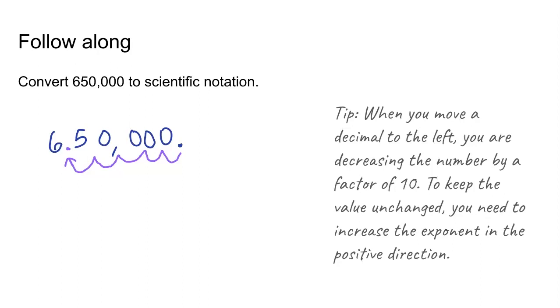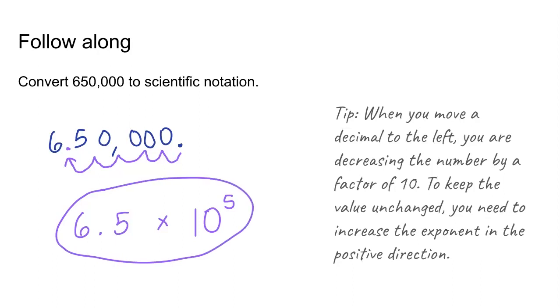the left, which means the resulting coefficient will be 6.5 times 10, and in this case, I move the decimal point 5 units to the left, so the exponent will be positive 5, which makes sense, because when you move a decimal to the left, you are decreasing the number by a factor of 10. So to keep the value unchanged, you need to increase the exponent in the positive direction. So the answer is 6.5 times 10 to the 5th power.